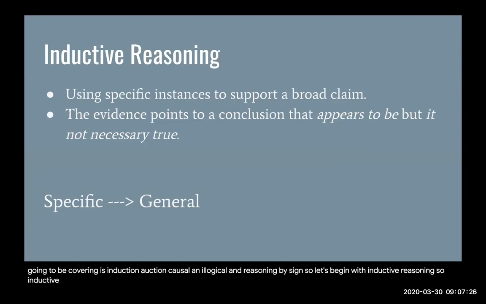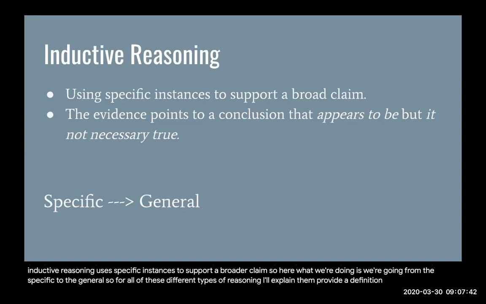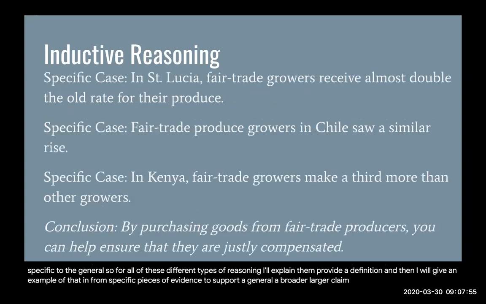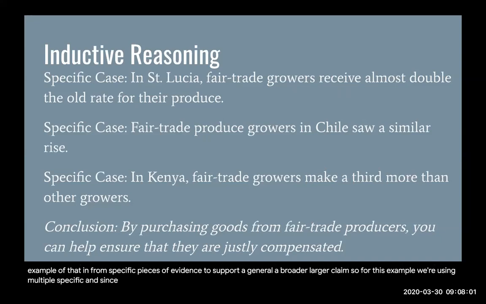So inductive reasoning uses specific instances to support a broader claim. So here what we're doing is we're going from the specific to the general. So for all of these different types of reasoning, I'll explain them, provide a definition, and then I will give an example of that reasoning in action. So we're going from specific pieces of evidence to support a general, a broader, a larger claim. So for this example, we're using multiple specific instances, multiple specific cases to prove a larger conclusion.